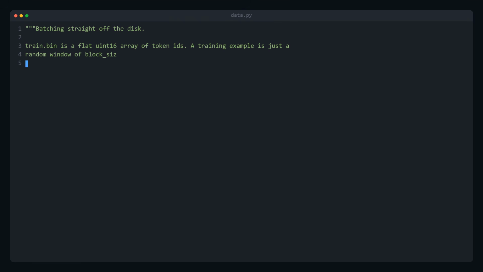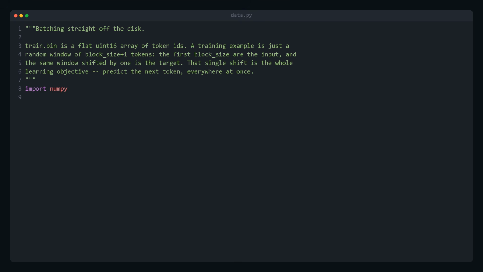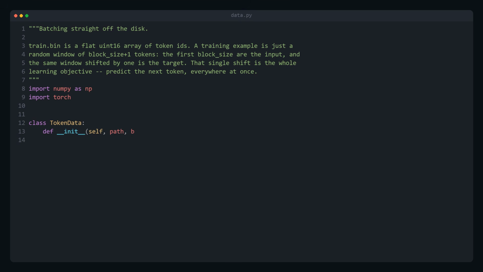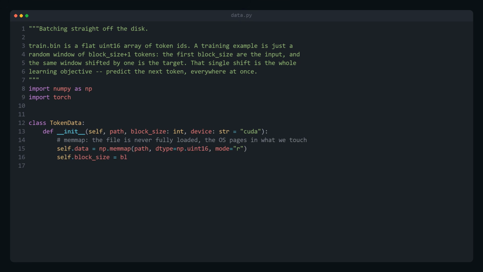Before writing the network, we need to understand the task. It fits in one line. Predict the next token. That is all. No labels and no teacher's answers. Take a window of text, and the correct answer for every position is the same text shifted right by 1. That is the entire labeling, and it comes from the text itself for free.